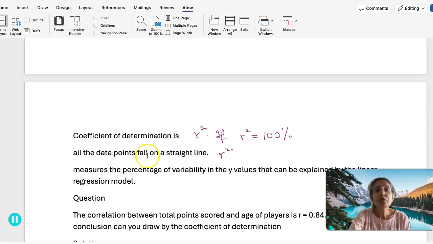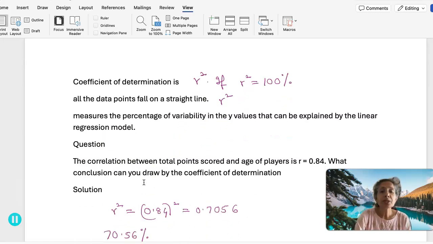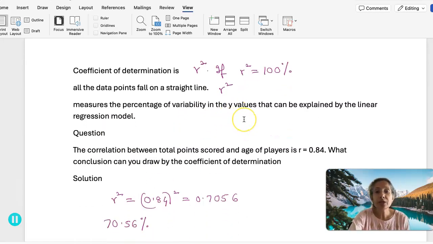Now, we have the coefficient of correlation, and depending on that, we have the coefficient of determination, which is r squared. So if r squared equals 100%, all the data points fall on a straight line. So basically, r squared measures the percentage of variability in the y values that can be explained by the linear regression model. So remember, r squared measures the percentage of variability in the y values.